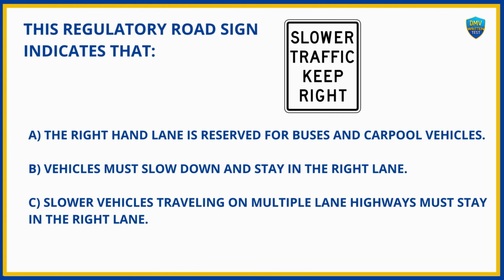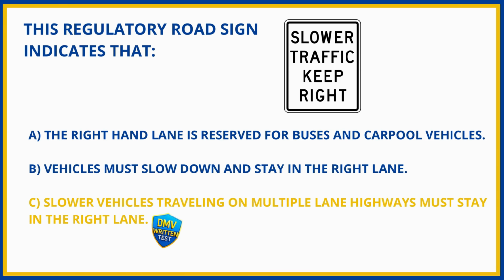This regulatory road sign indicates that A. The right-hand lane is reserved for buses and carpool vehicles. B. Vehicles must slow down and stay in the right lane. C. Slower vehicles traveling on multiple lane highways must stay in the right lane. And the answer is C. Slower vehicles traveling on multiple lane highways must stay in the right lane.